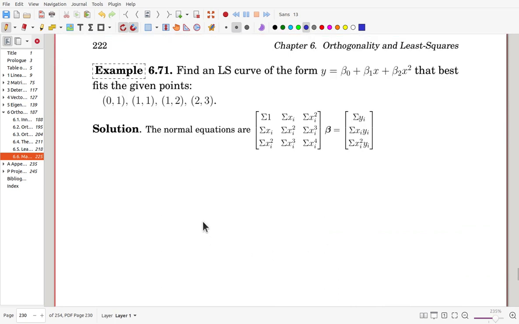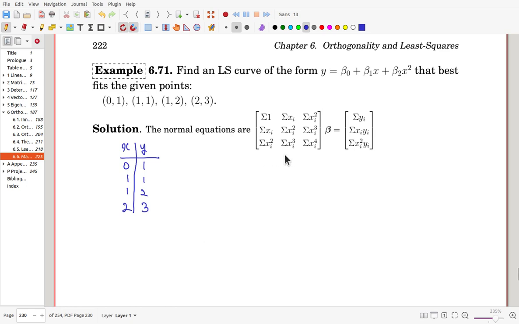Find the least squares curve of the form that best fits the given points. Let's make a table for the data, a vertical table of x and y. The x values are 0, 1, 1, 2. The y values are 1, 1, 2, 3.